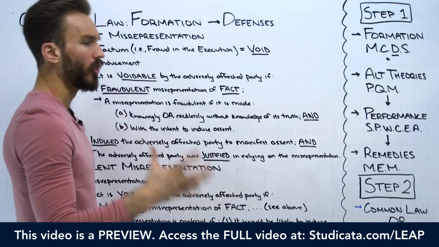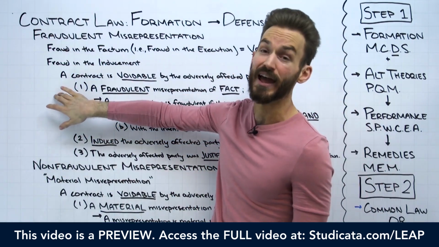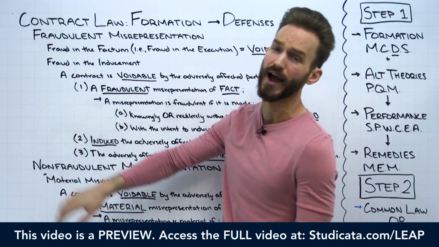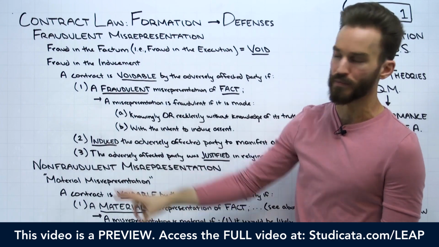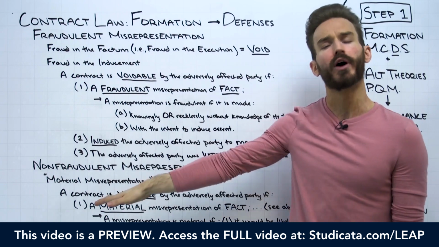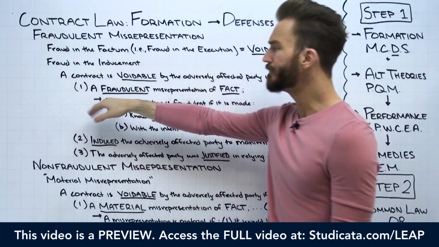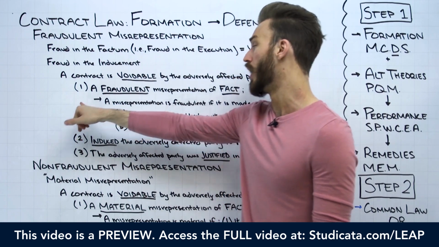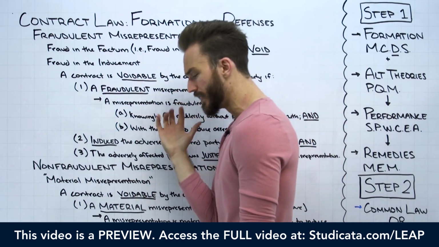So we have three elements for fraudulent misrepresentation. We need a fraudulent misrepresentation of fact, we need inducement, and we need justifiable reliance. So let's break down all three of these elements and how it plays out. And if you understand these three elements, non-fraudulent misrepresentation is going to be very easy when we get there. Okay, so this first element, let's split this in half. We have two parts: we need a fraudulent misrepresentation and it has to be of fact.